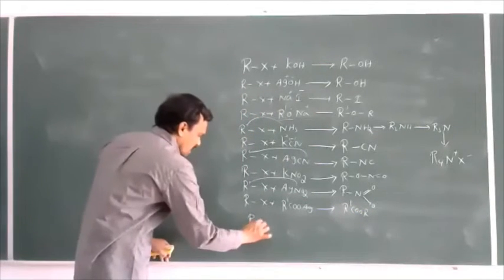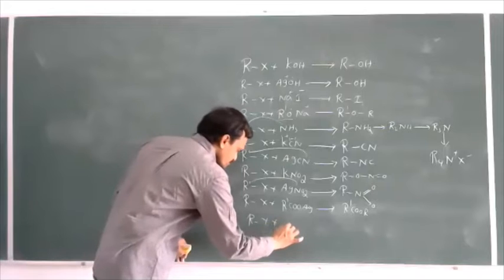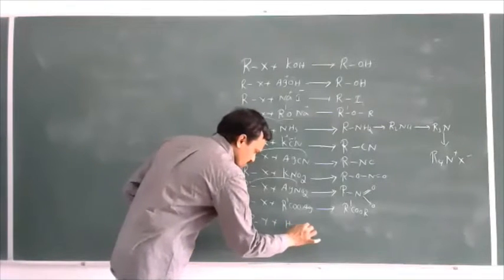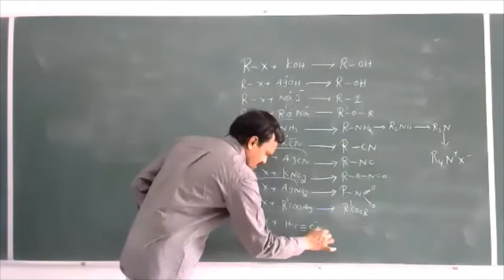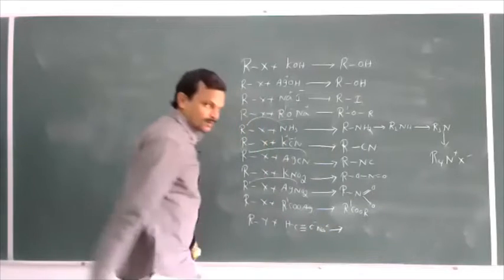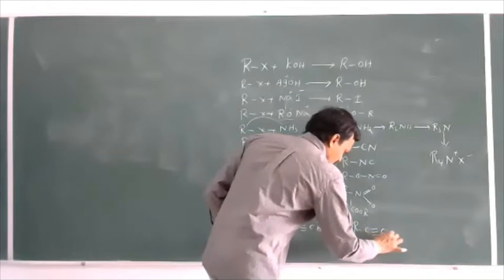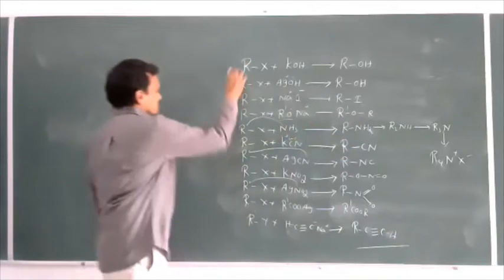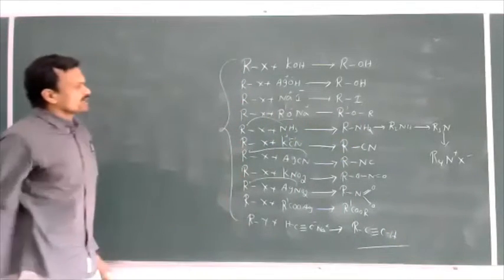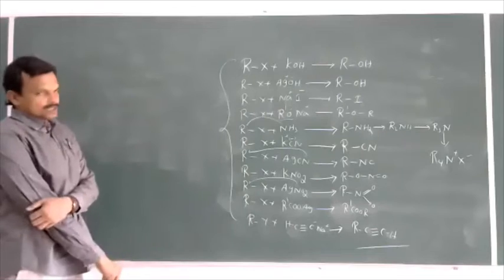And one more, RX plus HC triple bond C minus Na plus, monosodium acetylide. Then it gives R-C triple bond CH. So these are the nucleophilic substitution reactions we have discussed.